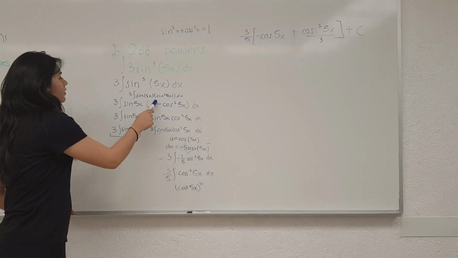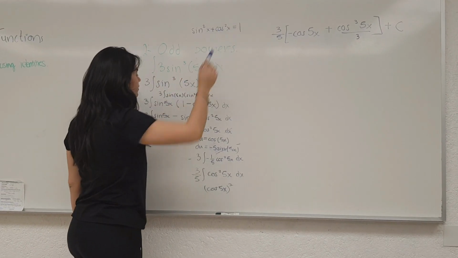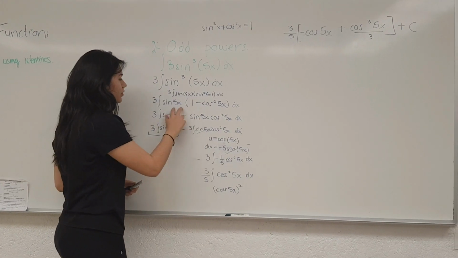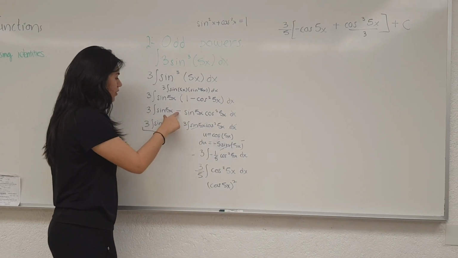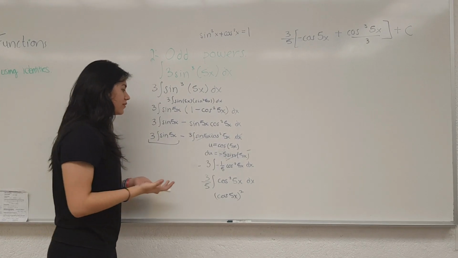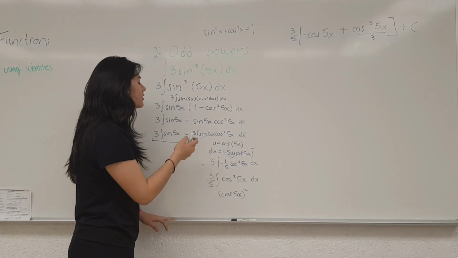And in the sine squared, we use this formula. We just pass the cosine to the other side, and then we multiply this. We are left with this one. And this part, we can integrate easily, and this one is a more complicated one.